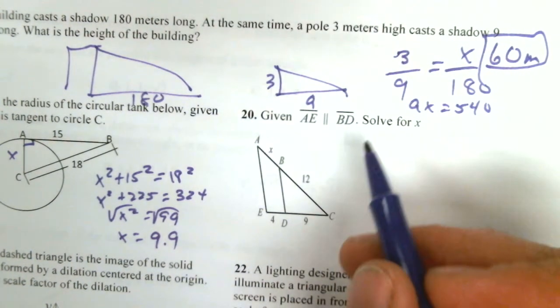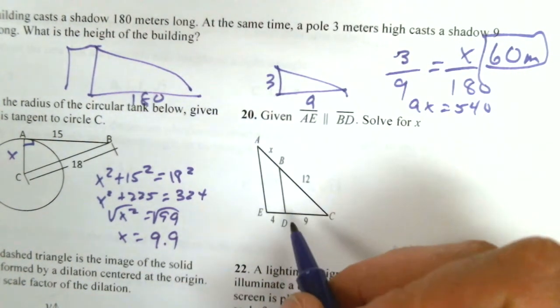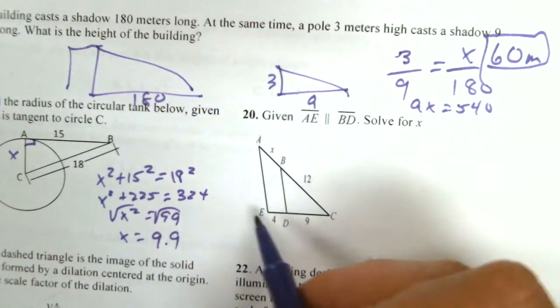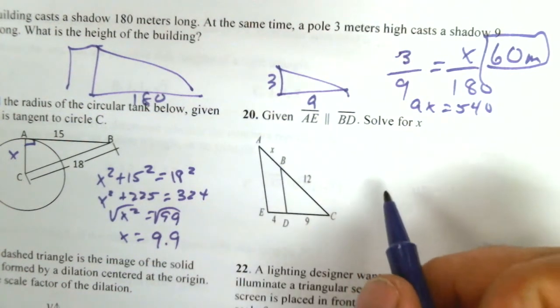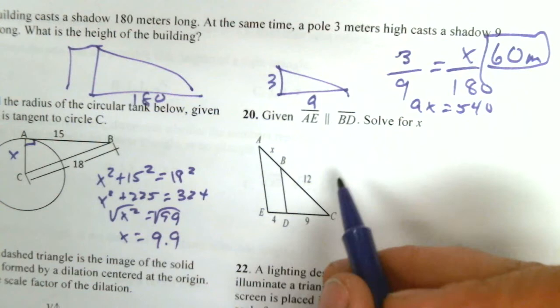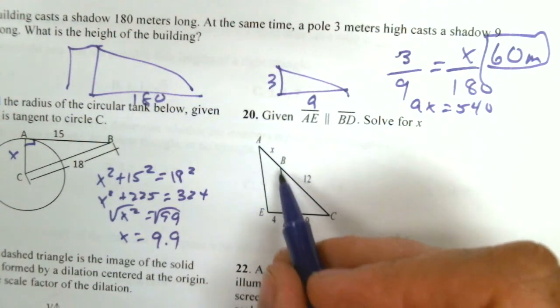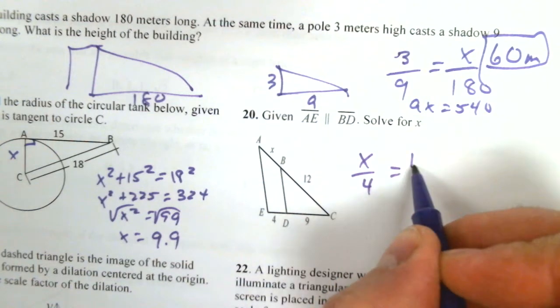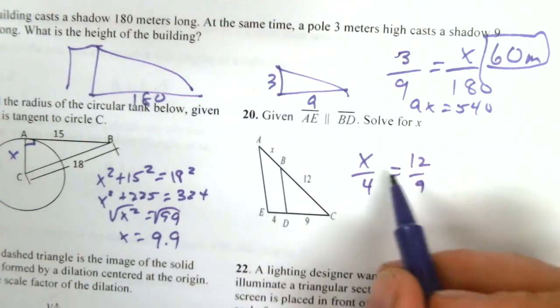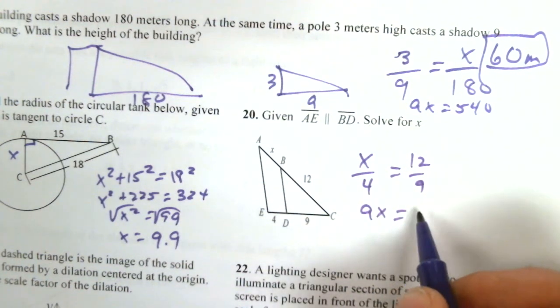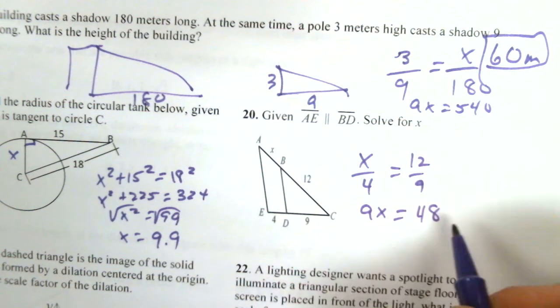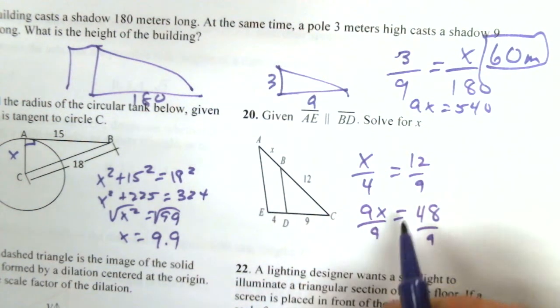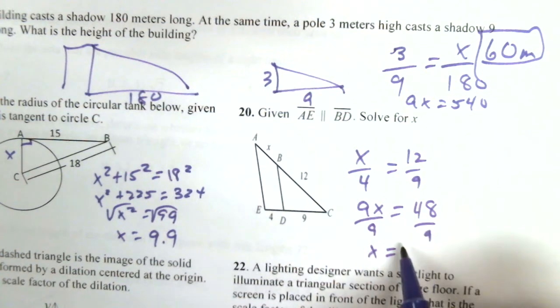Number 20. We're going to find the length of x. There's several different ways we can do that. Since we know they're parallel to each other, we can say x is to 4 as 12 is to 9. Do our cross products, we get 9x equals 48. Divide by 9, divide by 9. I get x equals 5 1/3.